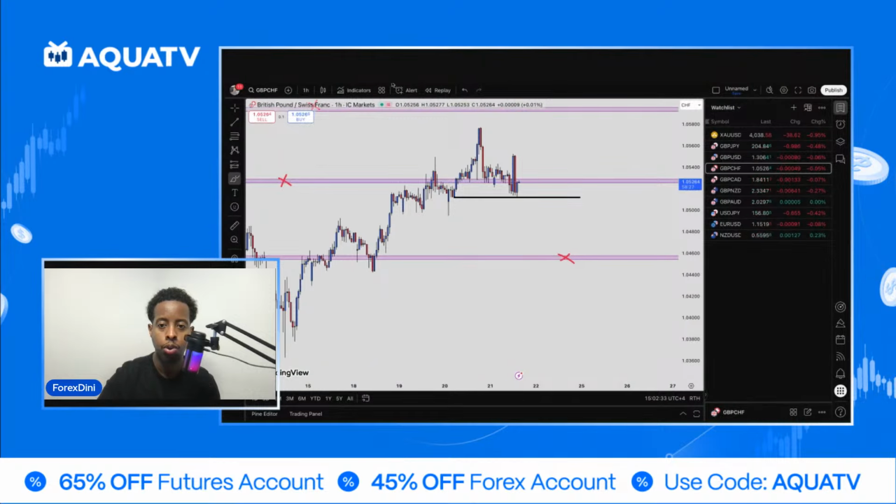Who's trading any pound pairs? If you're trading any pound pairs, let me know what pound pair that you're trading. Comment below if there's any pound pairs that you're trading.